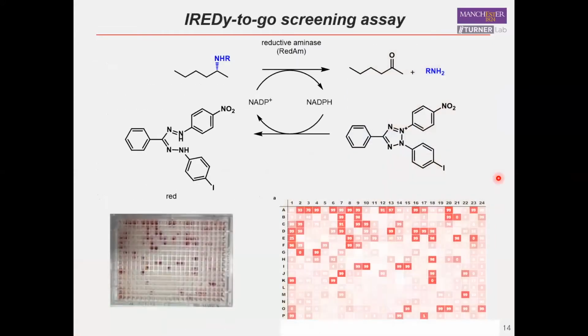We also devised a colorimetric screen, which actually works in the reverse direction. But if you know the target amine you want to make, you can screen the entire plate in a few hours colorimetrically to see if there are any likely candidates that you might want to use in the synthesis direction.